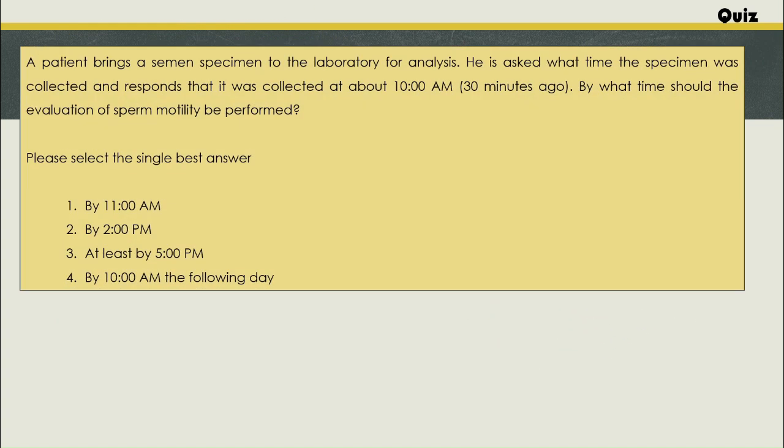A patient brings a semen specimen to the laboratory for analysis. He is asked what time the specimen was collected and responds that it was collected at about 10 a.m., 30 minutes ago. By what time should the evaluation of sperm motility be performed? Please select the single best answer.